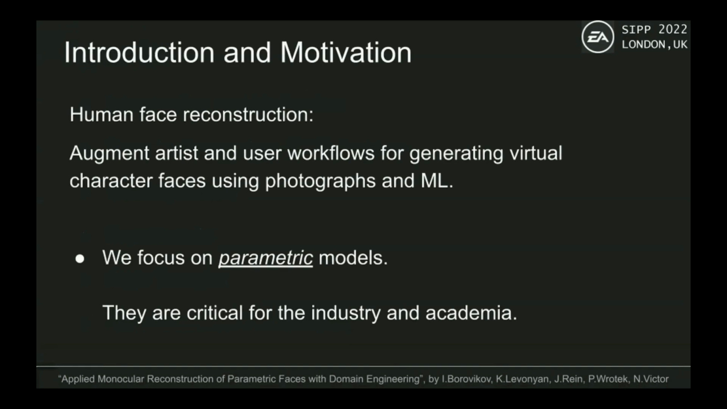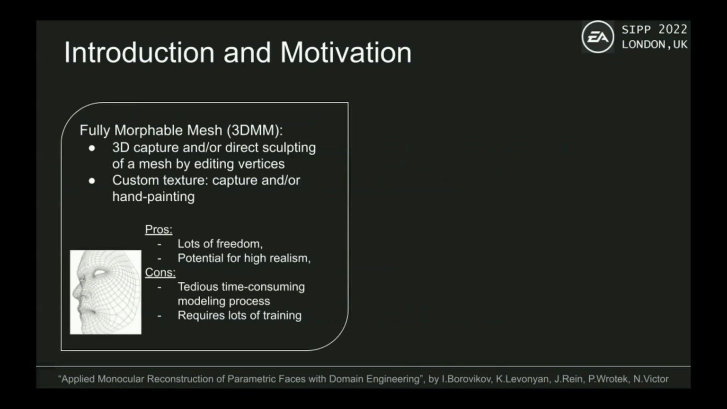The main goal of our work is generating virtual character faces from photographs using machine learning. We focus on parametric models because of their importance for creating virtual worlds. The next two slides capture at a conceptual level the main difference between fully morphable mesh for head modeling and the parametric approach. On this slide, we explore the morphable meshes.